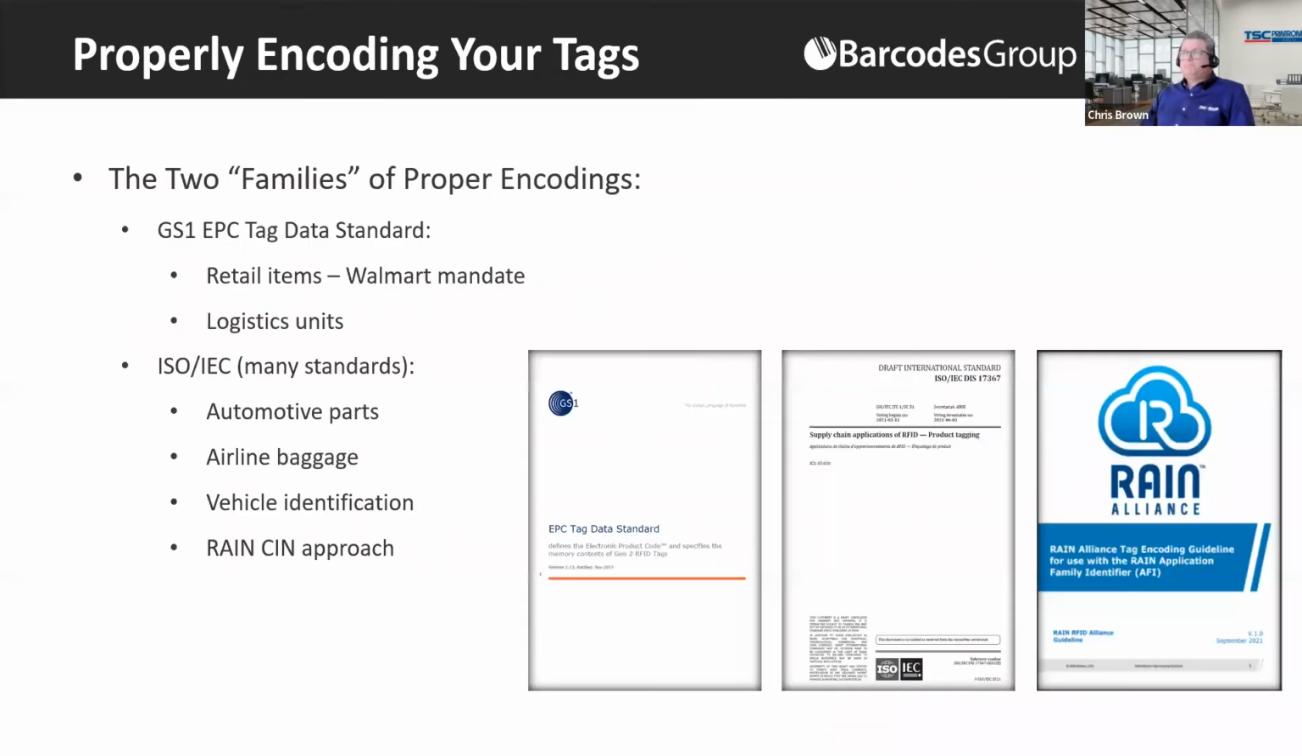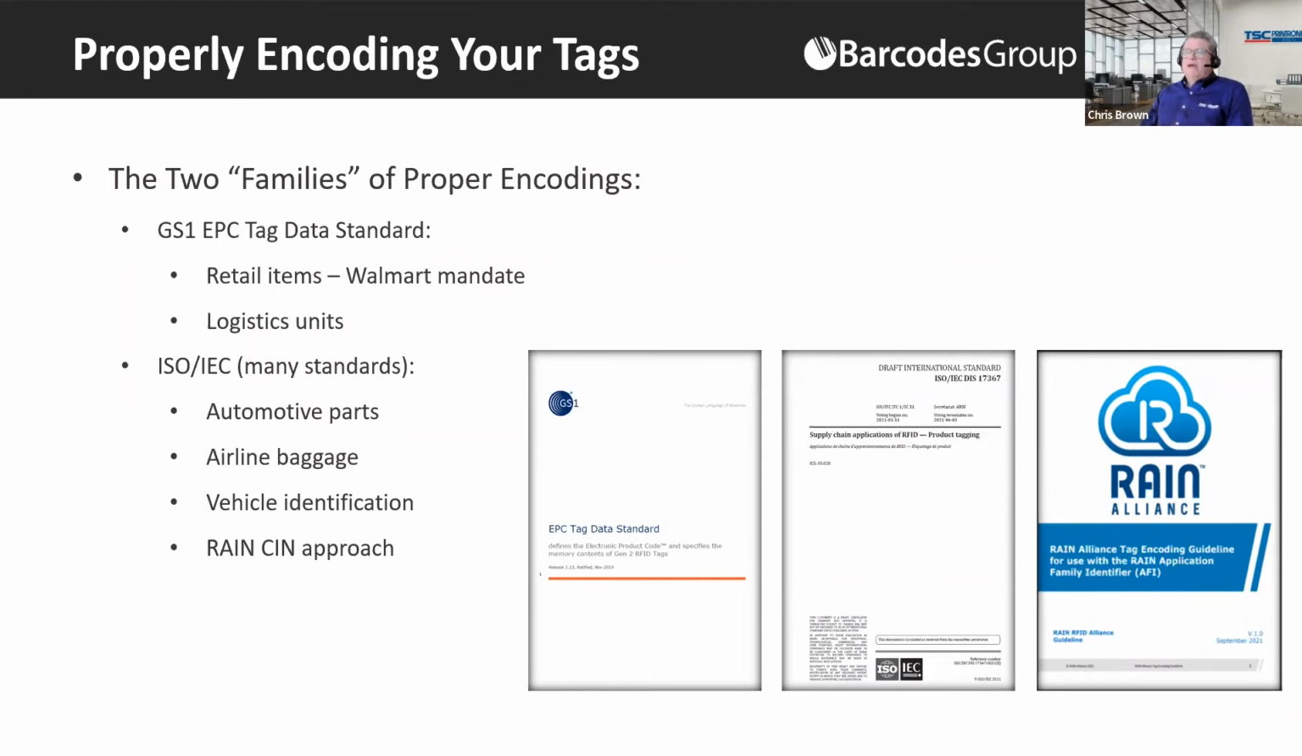Next slide, please. Now, what are proper encodings? When I talk about you need to encode with a proper numbering system, what are those proper numbering systems? There are really two families of proper numbering systems or proper encodings. The first family would be the GS1 EPC tag data standard. This is commonly used for RFID in retail items such as the Walmart mandate, Target, Macy's, and so on. And also it's very commonly used for logistics RFID labels.